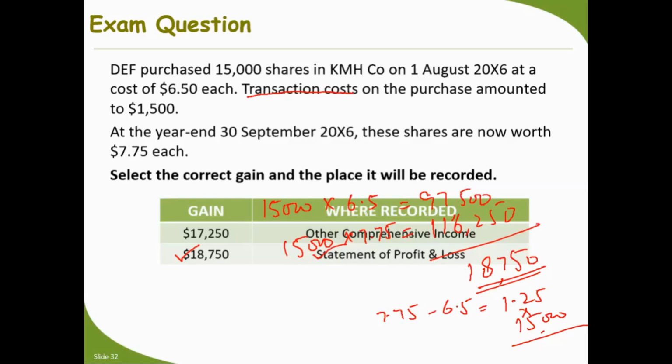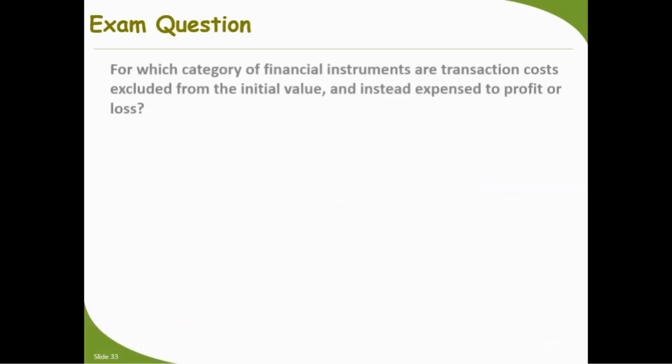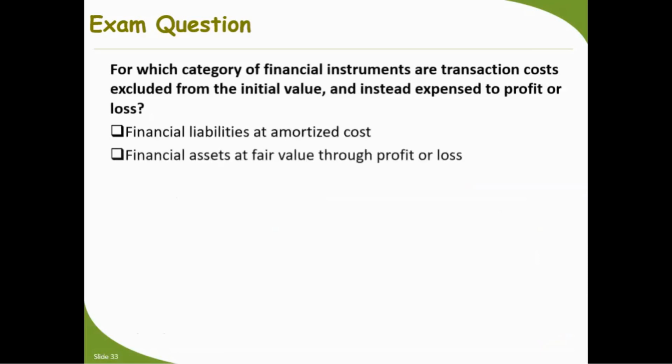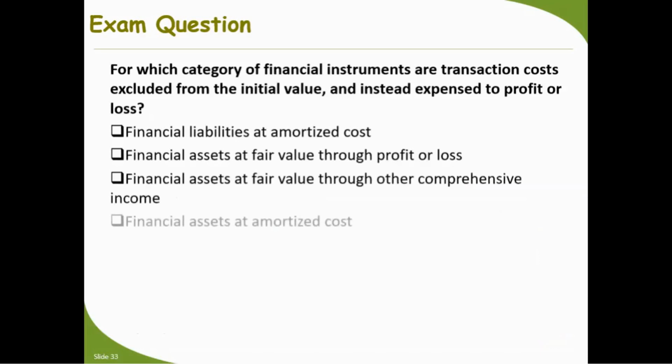Okay. Now, next question is, for which category of financial instruments are transaction costs excluded from initial value? We know they are instead expensed to profit and loss: financial asset at fair value through profit and loss. Option B is the answer.